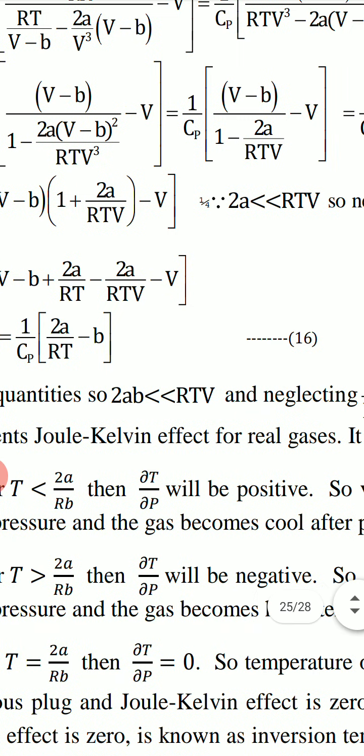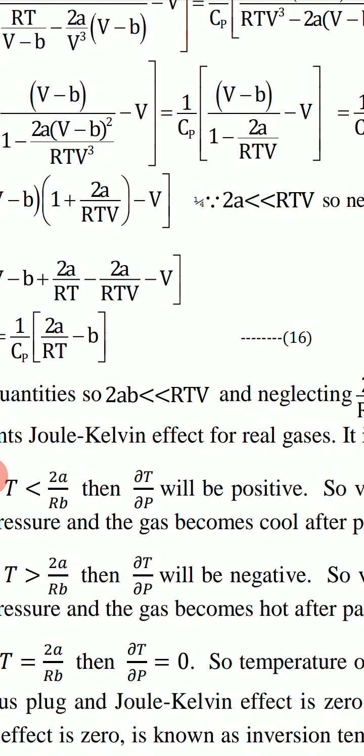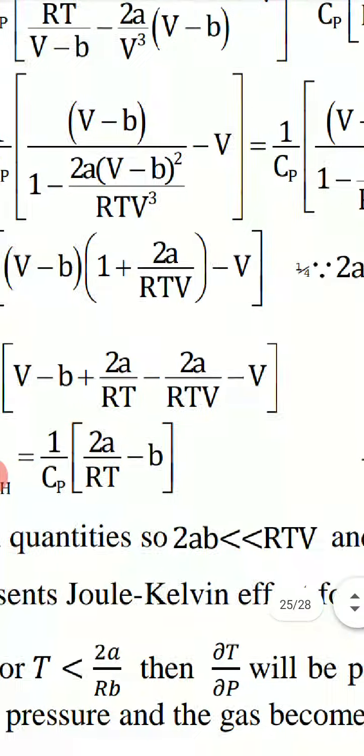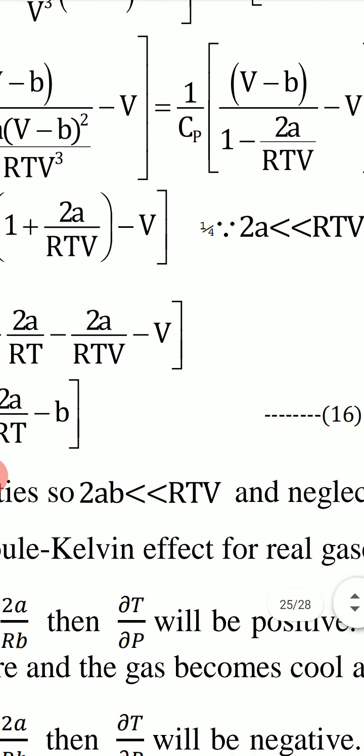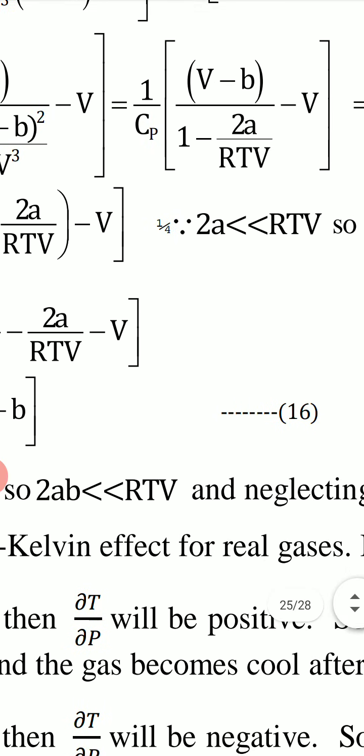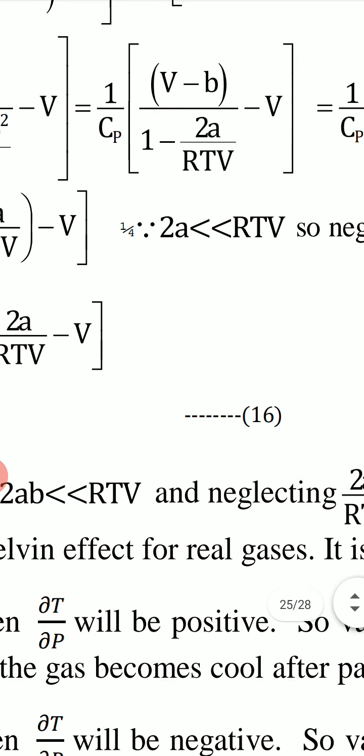Now since B is a very small quantity in comparison to V, in the term (V minus B) whole square, we write it as V square. Neglect the quantity B. So this term (V minus B) whole square becomes V square. In denominator we have V cube, so only V remains in denominator, and we have 1 upon Cp into V minus B upon 1 minus 2A upon RTV, minus V.